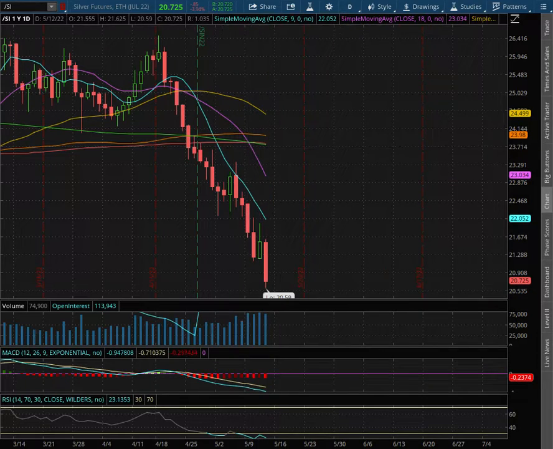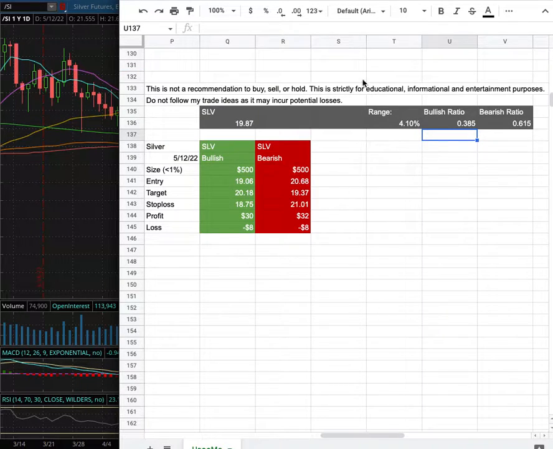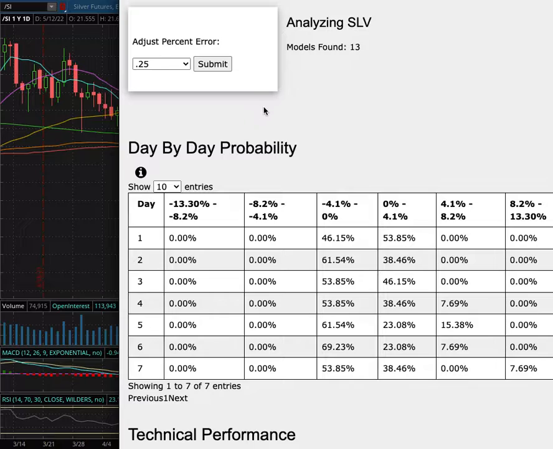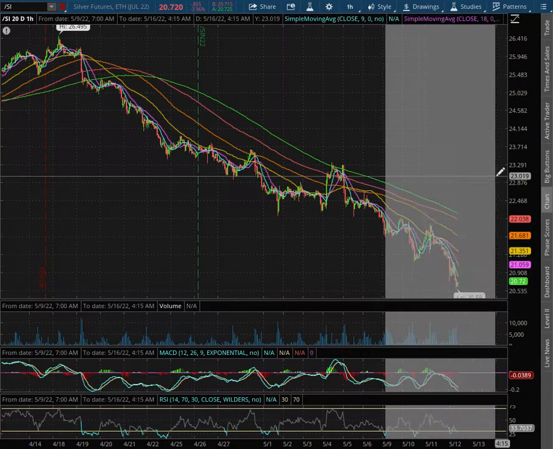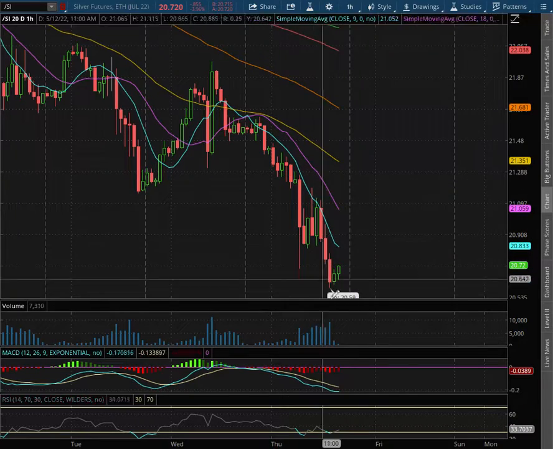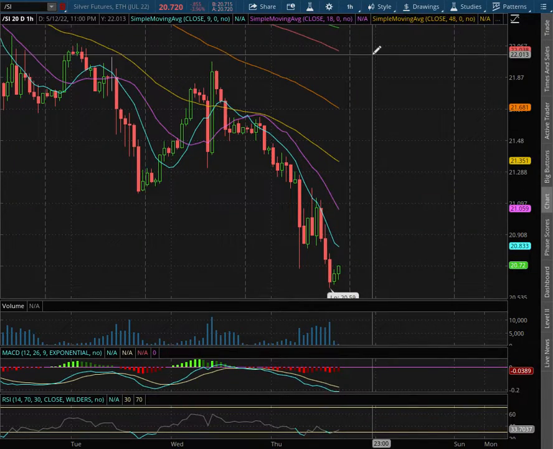Silver futures. In this video, we're going over my trade idea of the week and the day-by-day probability model. So let's start off with the technical analysis on the 1 hour chart. We are in negative MACD. We're slightly off of oversold levels with the RSI.